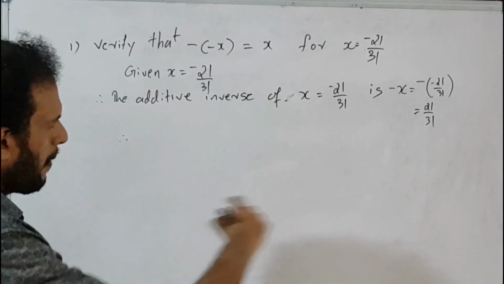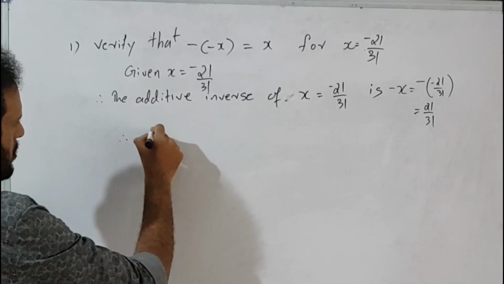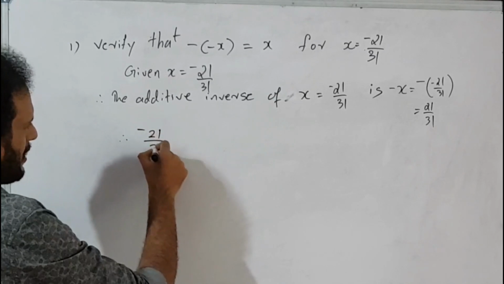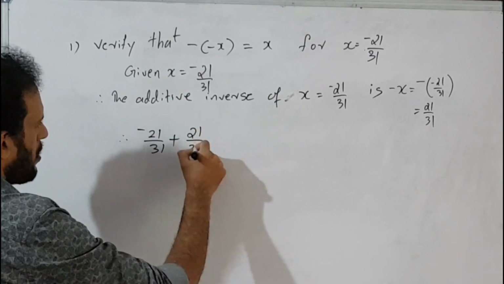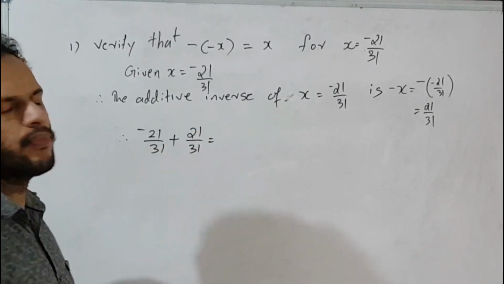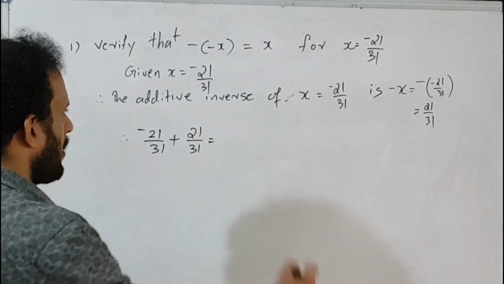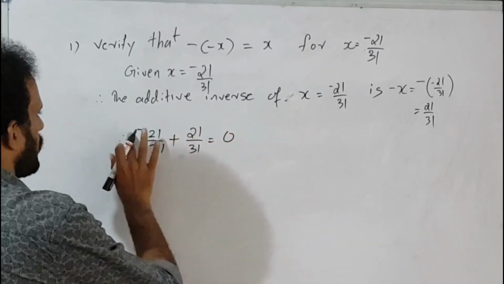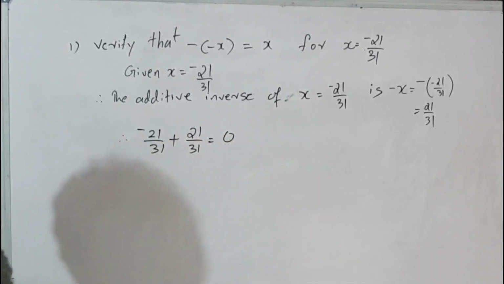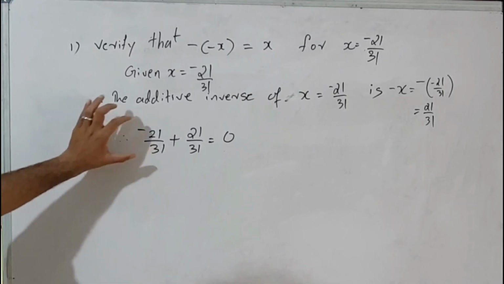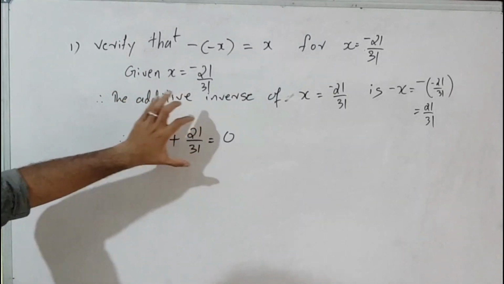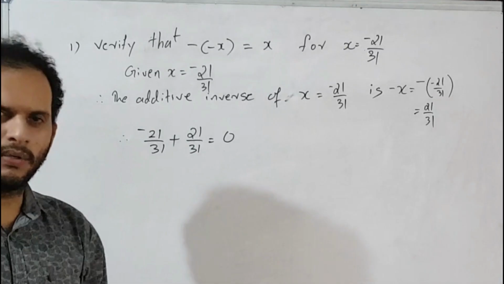Therefore, -21/31 plus 21/31 is equal to, what do we get? 0. Minus 21/31 plus 21/31 is equal to 0. Okay, because these two are additive inverses, so the sum of these two is equal to 0.